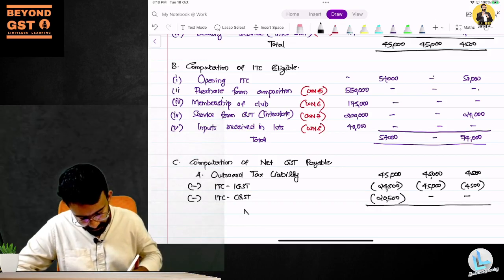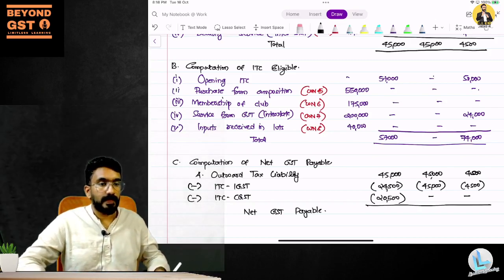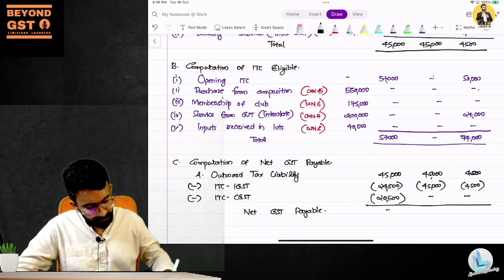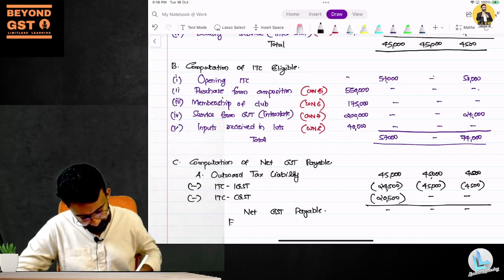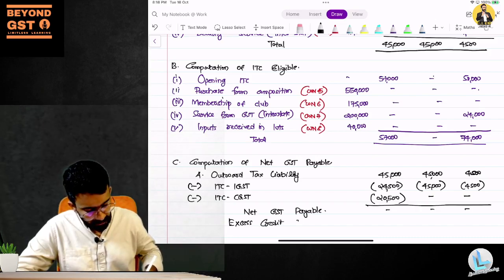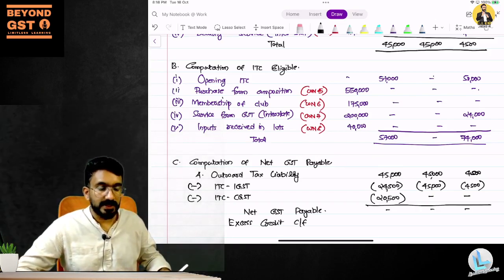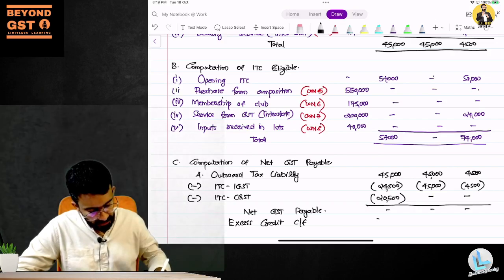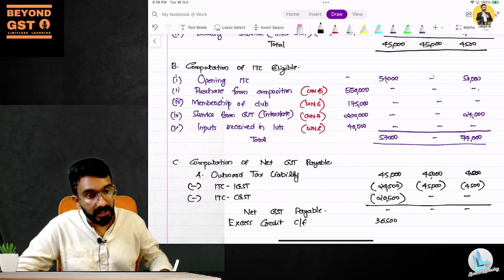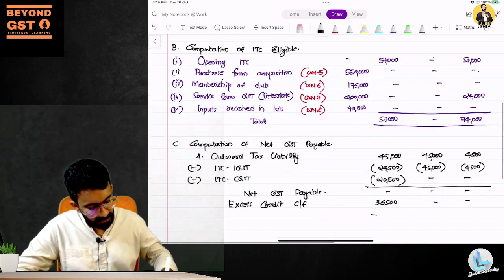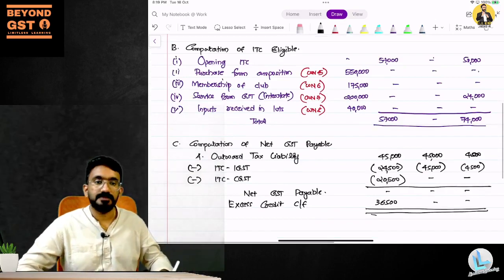What is the net GST payable? All nil. Excess credit carry forward. How much is the excess credit to carry forward? 57,000 minus 20,000 makes it 37,000. So 36,500 in CGST will be carried forward to next month. Double underline. The final answer.